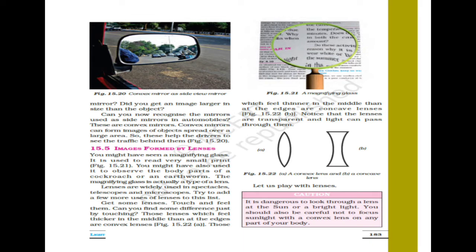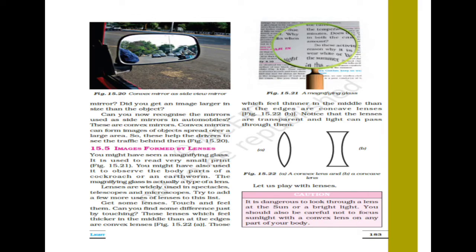I have already explained this by taking the example of a spoon. When you look at the outside surface of the spoon, you are able to see an erect image that is smaller in size. No matter what the distance, the image will remain the same, whether at a near distance or a far distance. That is, the image will be erect and smaller in size.